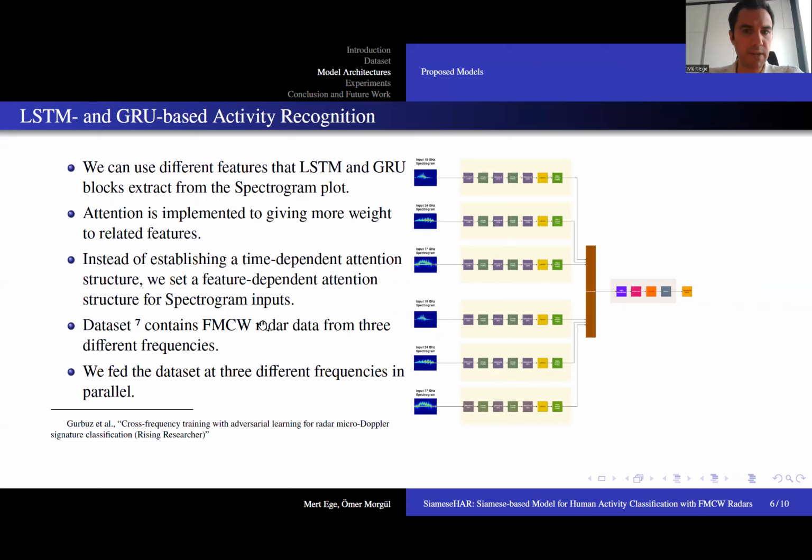We propose 2 different architectures. The first one is the LSTM and GRU-based model. This model uses LSTM and GRU blocks in parallel to extract different features from spectrogram plots. And also we use an attention mechanism, but instead of establishing a time-dependent attention, we use feature-dependent attention to increase the performance of classification. Also, 3 different frequencies, 3 different radars are fed in parallel in this architecture.